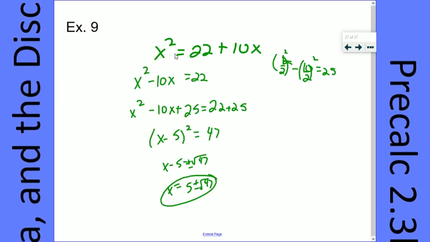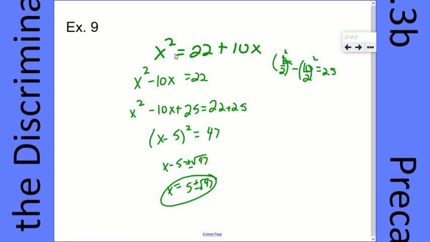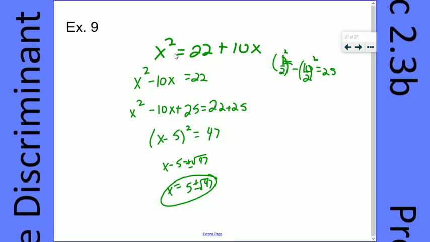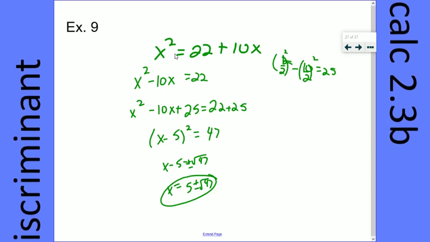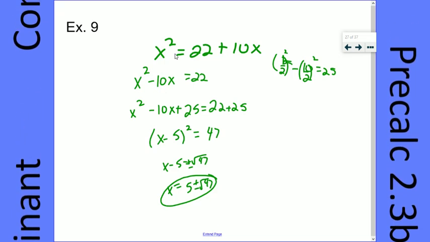Welcome back. Hopefully you decided that completing the square was the path to take for this. If you tried to factor it, you would be sorely disappointed that you can't find two numbers that multiply to be negative 22 that add to be negative 10. But completing the square would go as follows.